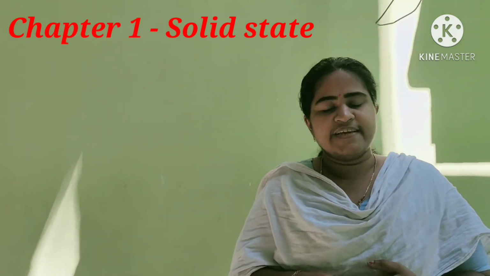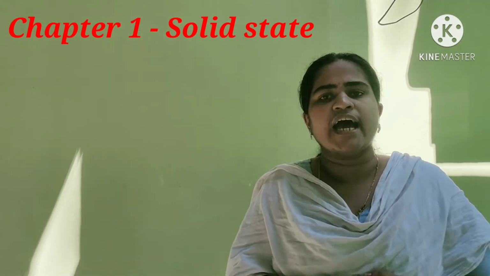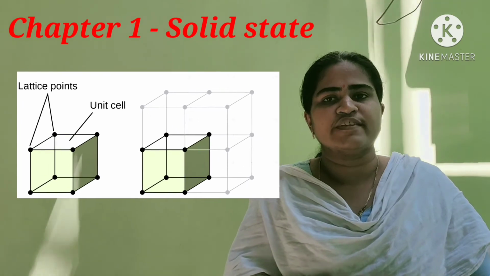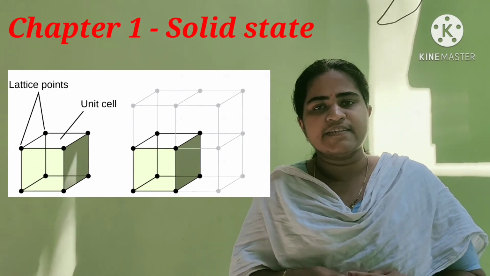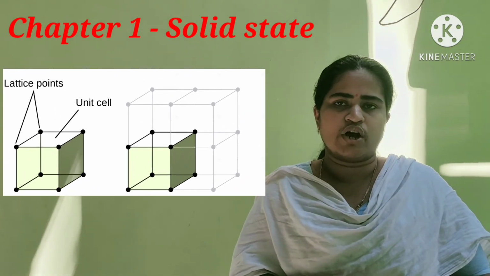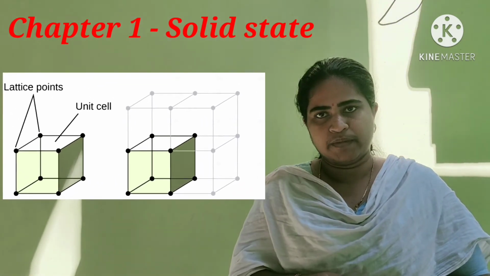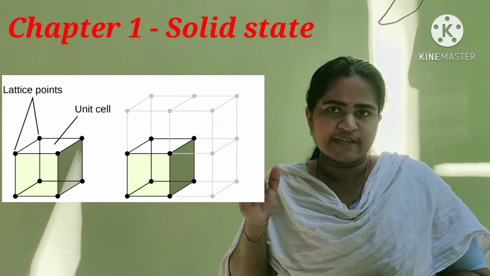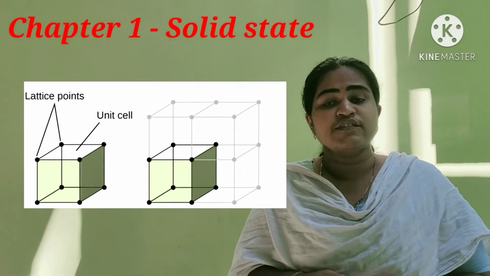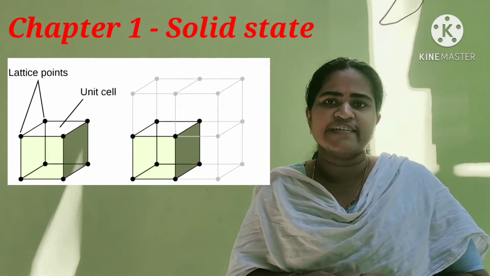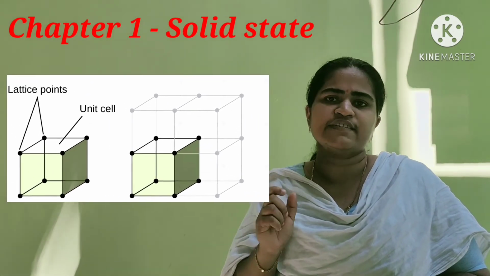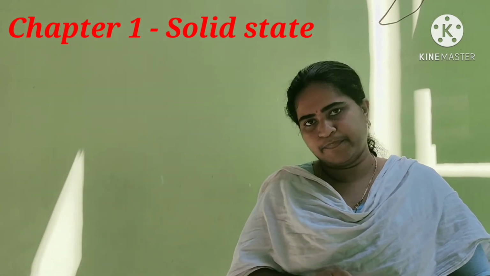Then we are discussing the structure, the three-dimensional arrangement of the solid. The three-dimensional arrangement of the solid is known as crystal lattice or space lattice, and the position occupied by the constituent particle is known as lattice point. For convenience, here the smallest part of the solid is considered as a cube, and that is known as unit cell. What is a unit cell? The smallest three-dimensional repeating unit of a solid is known as unit cell.